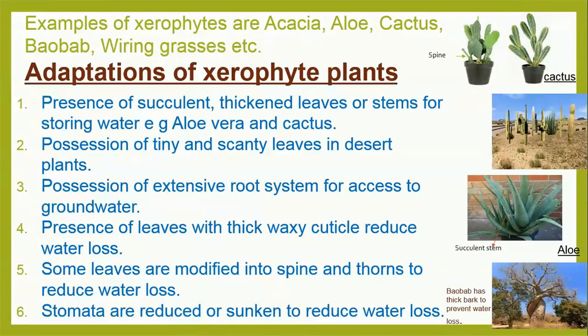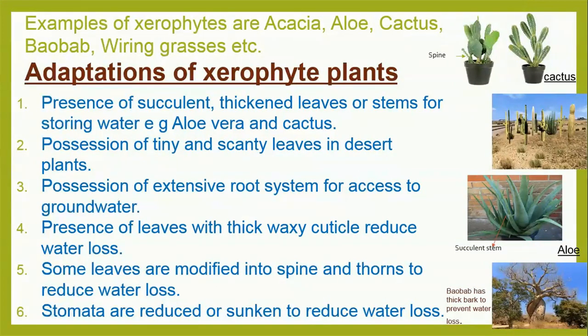Number two is possession of tiny and scanty leaves in desert plants. Now these plants cannot afford to have large leaves and many leaves like the mesophytes, because they have a challenge of water, so they cannot afford to have leaves that can easily carry out transpiration and make them lose water. Number three, possession of extensive root system for access to groundwater. They have root systems that extend deep into the ground so that they can have access to underground water. This is common in baobab tree.